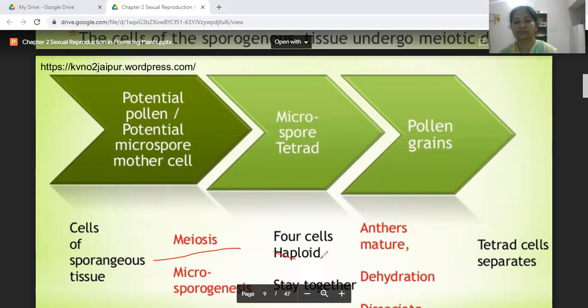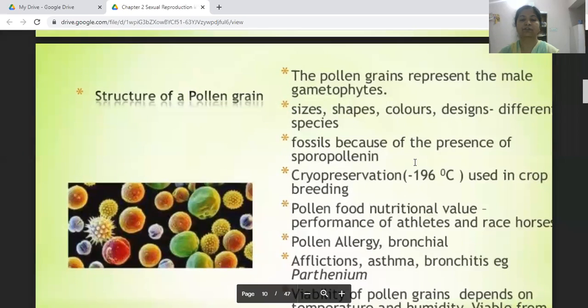Cells of sporogenous tissue undergo meiosis. 4 haploid cells are produced. When the anther is mature, its wall dehydrates and then the tetrad separates. The pollen grains are released outside. Now, structure of pollen grain.